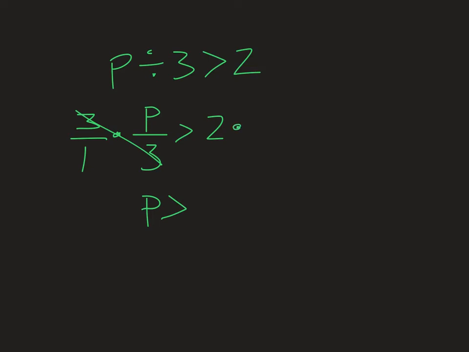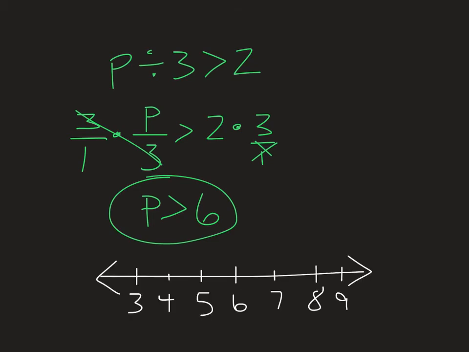Now I'm going to do the same thing on this side and multiply it by 3 over 1. I don't really need to do anything with the 1. 2 times 3 is 6. So this concludes my answer. P is greater than 6. Now that I've solved it, I'm going to graph it. So I put a few numbers on my number line both ways.